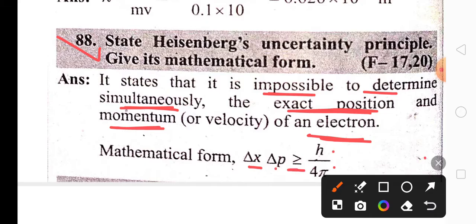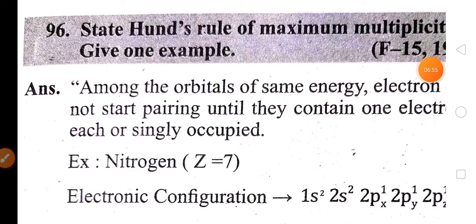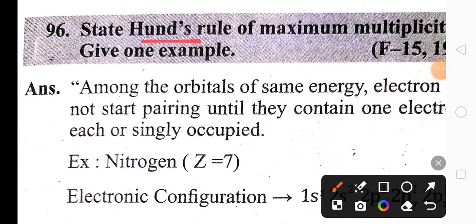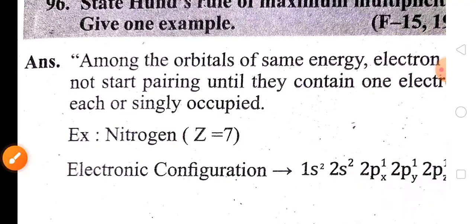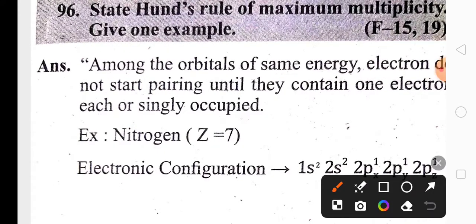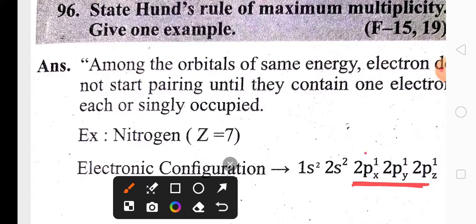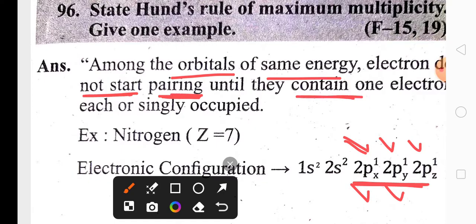2 marks, very important. Another very important question from this chapter is Hund's rule of maximum multiplicity. It says that among the orbitals of same energy, you can find here the p orbitals, px, py, pz. All these three orbitals have the same energy, degenerate orbitals. So among the orbitals of same energy, electrons do not start pairing. For example, in a p orbital, each orbital capacity is 2 electrons, but they will not start pairing until they contain 1 electron each. Until all the orbitals of same energy are occupied singly, they will not undergo pairing.